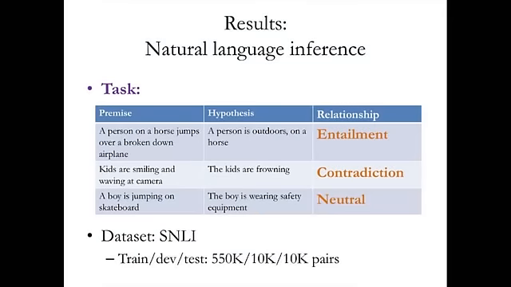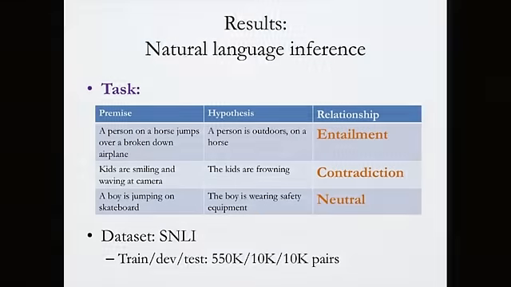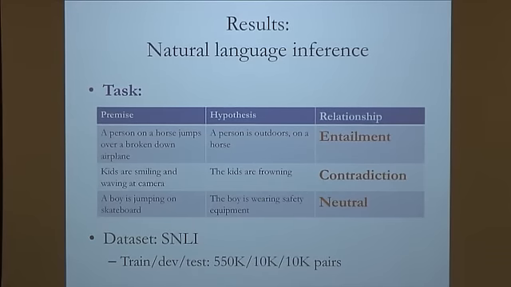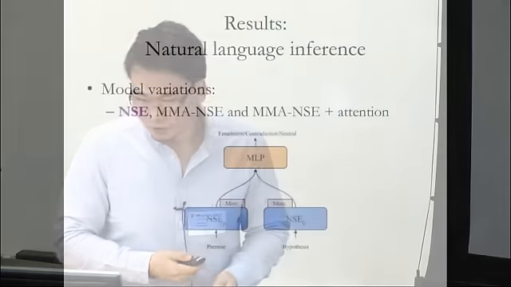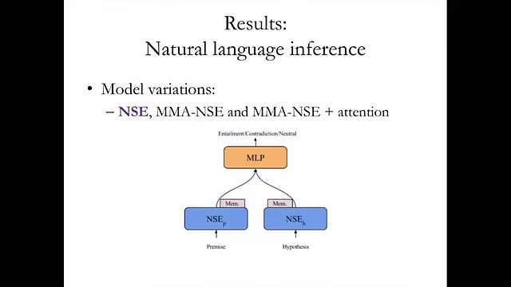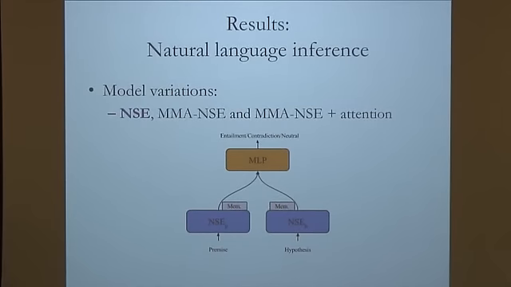And the third task is the language inference task. Here the goal is to classify a relationship between two sentences, like if they entail each other, or they contradict, or they're neutral semantically. And we studied three different operations of NSE. The first one is just the basic NSE architecture. The NSE encodes the two sentences simultaneously and gives us this representation.